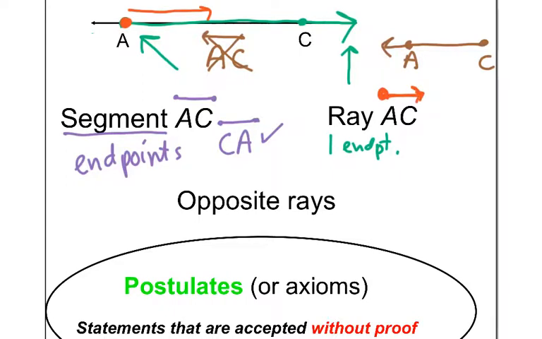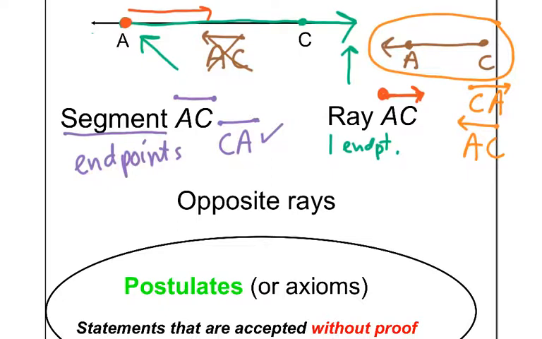So can you label this one up here on the top right? That would be ray CA, because it starts at C and it goes through and toward A. Could you write that as AC and do this? Yeah, that's actually legal, but we just don't like to write it right to left. We usually like to do left to right. So that's what a ray is.